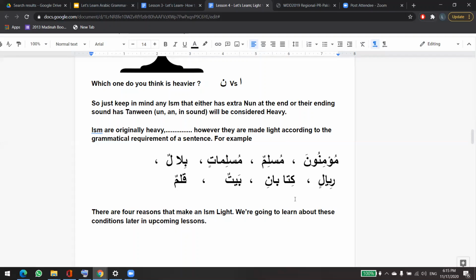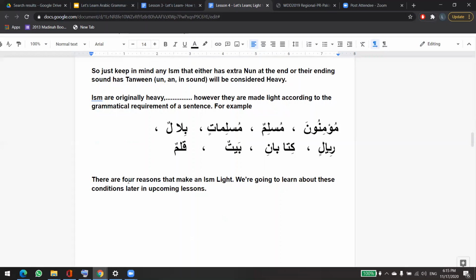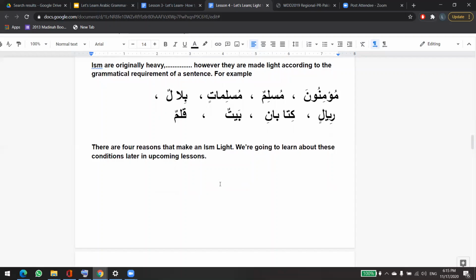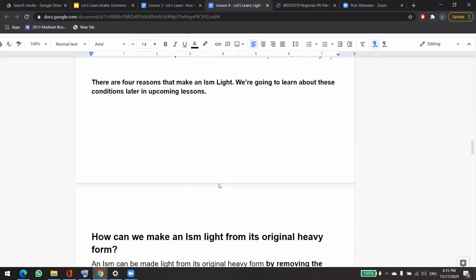Okay. So there are 4 reasons that make an ism light. These 4 grammatical reasons we are going to learn later in upcoming lessons, inshallah. So today, in lesson number 4, we are just focusing on light versus heavy ism. Inshallah, we are going to learn the 4 conditions in which we have to make an ism light in later lessons.